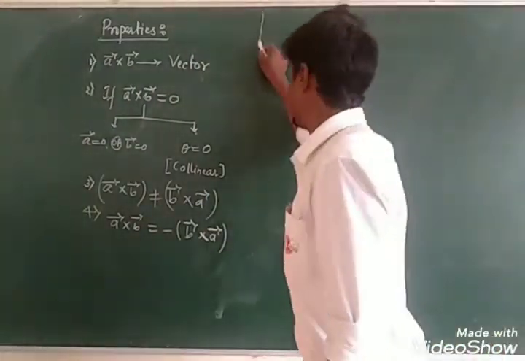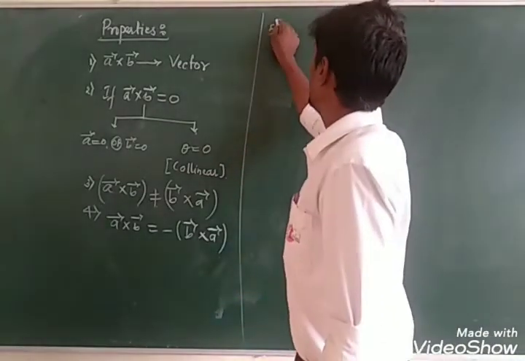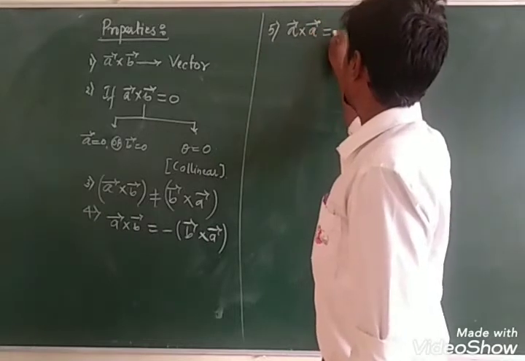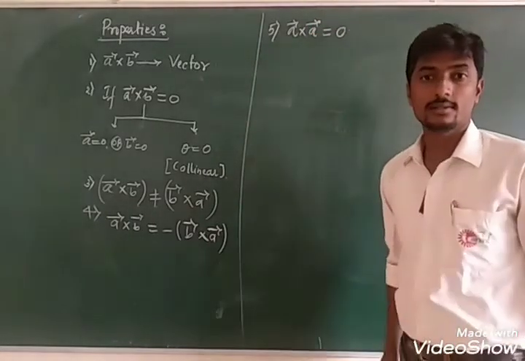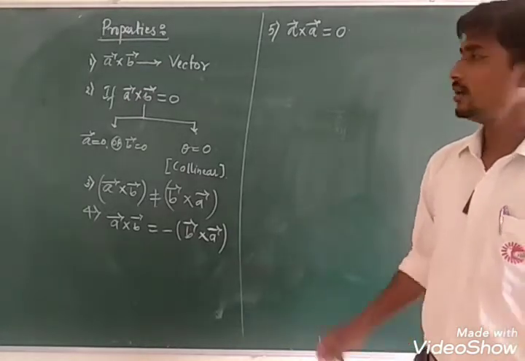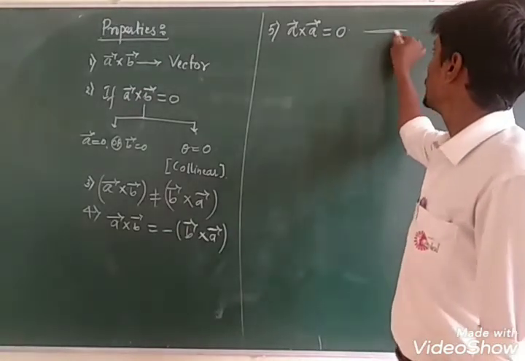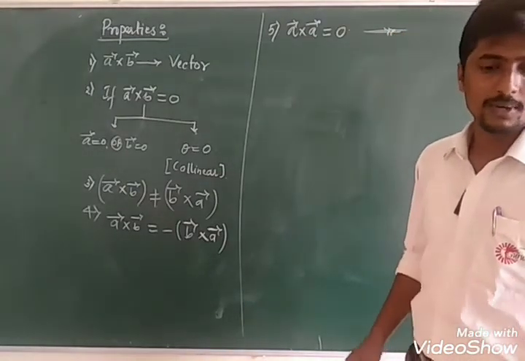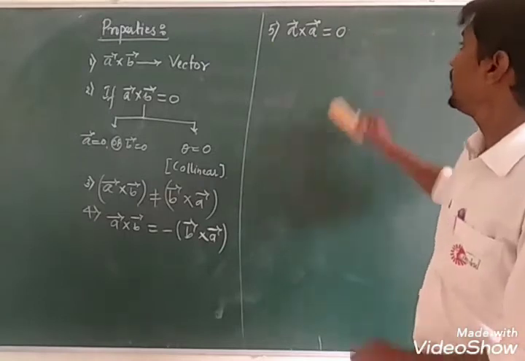Another property, number 5: A cross A is always 0, because they are collinear, so they are traveling in the same way. So we are going to be using the collinear property here.